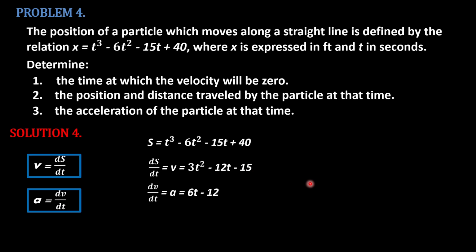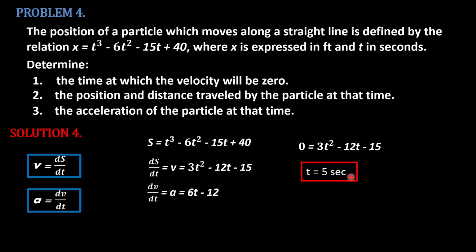So, sa number 1, which is determine the time at which the velocity will be 0. So, kung velocity is 0, equate mo lang po ito sa 0. Yung velocity, makakompute natin yung time. So, time is 5 seconds. Since ito ay naka-quadratic equation, lalabas po sa calculator is 2 values. Siyempre, pipiliin po natin yung positive value, which is 5 seconds. Okay? Next.